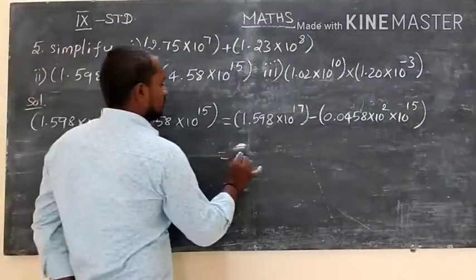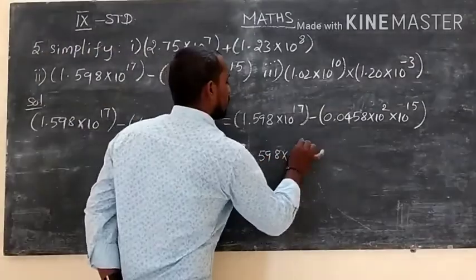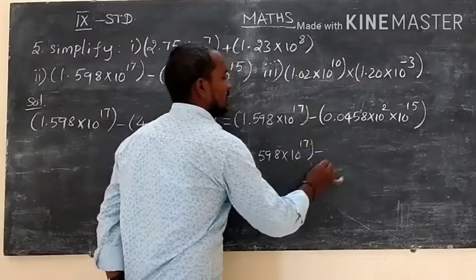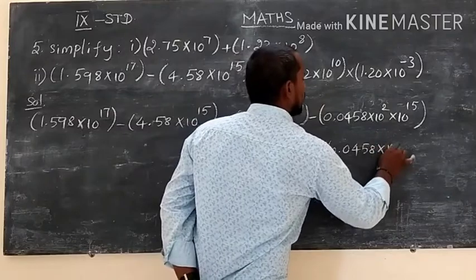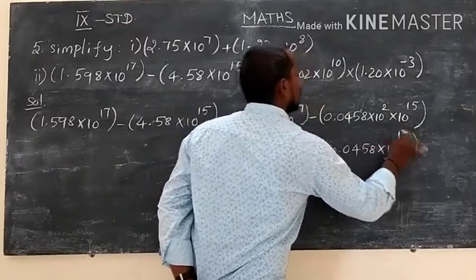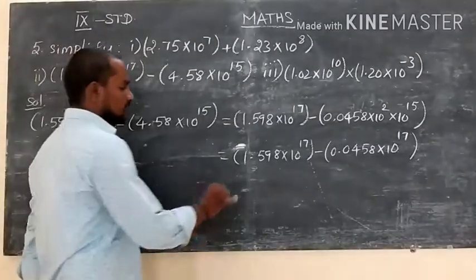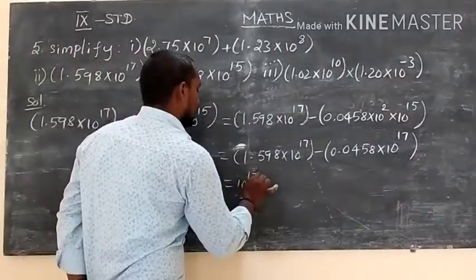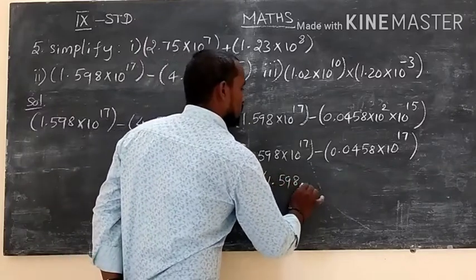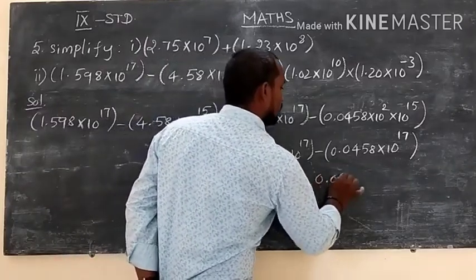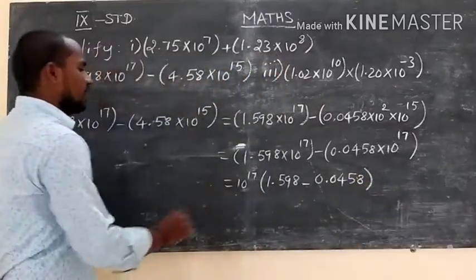It is equal to 1.598 × 10^17 minus 0.0458 × 10^17. Now both the powers are equal, 10^17 and 10^17. So 10^17 is common. The remaining is 1.598 minus 0.0458. Then subtracting the two values.